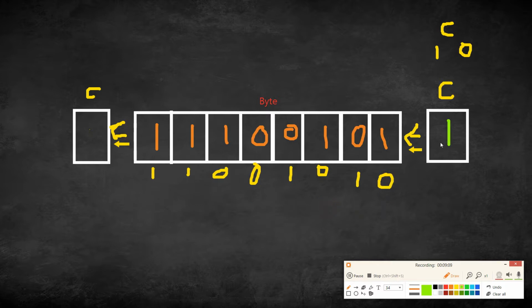So if you rotate left one more time, the 1 will be here, and this will be a 0, this will be a 1, this will be a 0, this will be a 1, this will be a 0, this will be a 0, this will be a 1, and the carry will be 1 again. So that's what a rotate is. If you did the rotate right, it's the exact same thing, but going to the right side. So let me show you guys on the emulator.